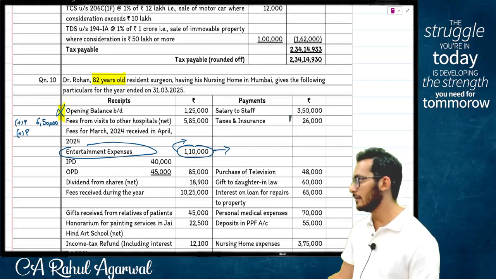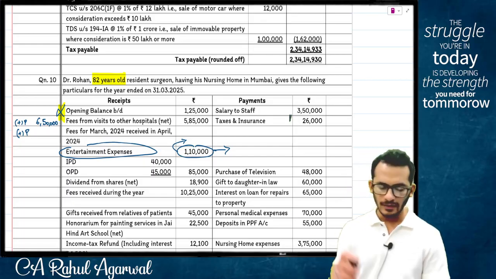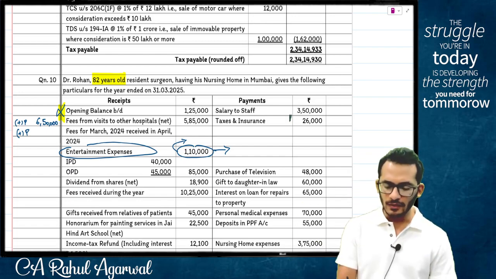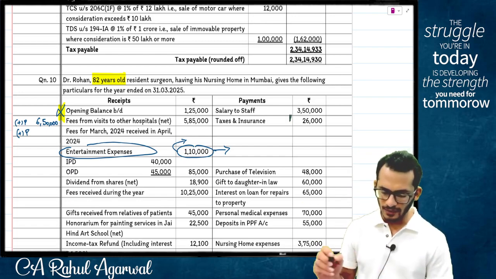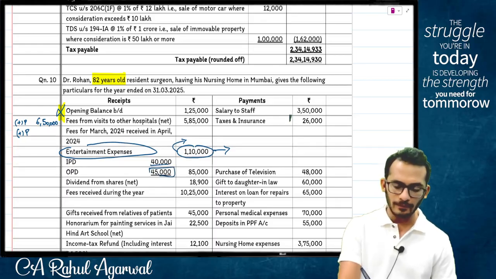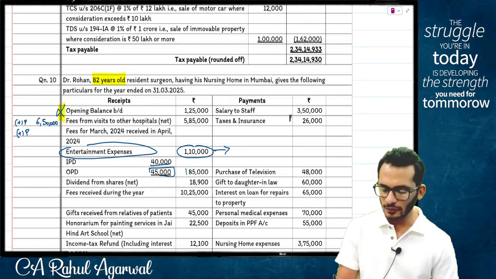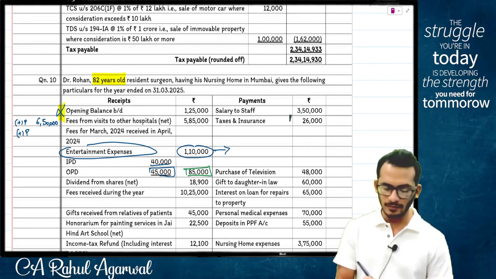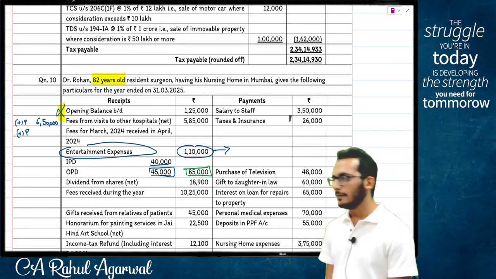The fees is pertaining to IPD and OPD. Entertainment expenses are on the right side. The fees of March 24 received in April 24 is 40,000 for IPD and 45,000 for OPD, which means this 85,000 will now become taxable as PGBP.